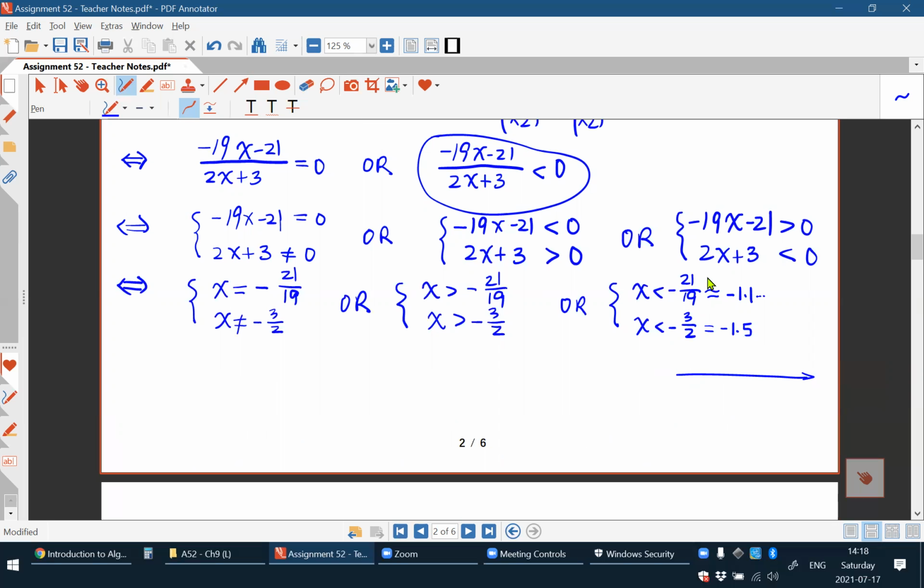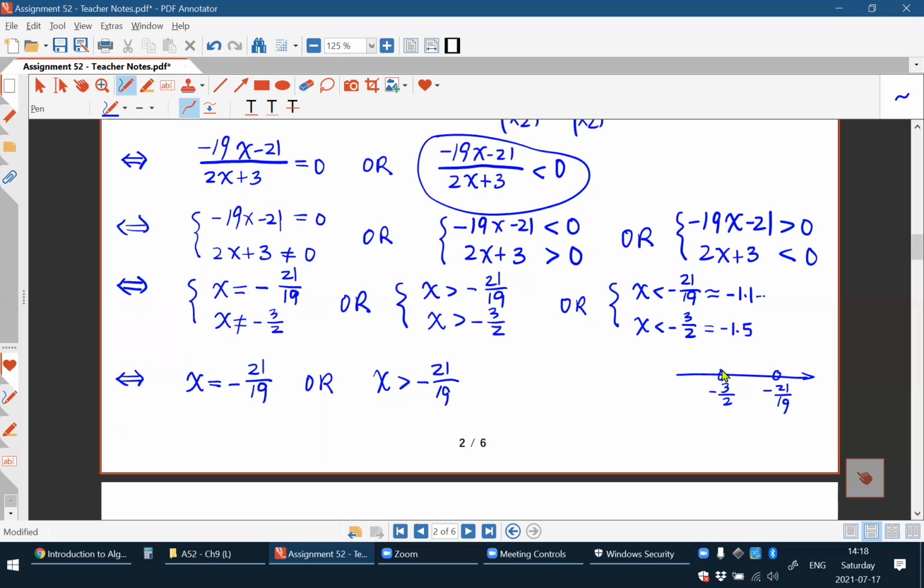Of course, minus 21 over 19 is larger, right? So if minus 21 over 19 is here, minus 3 over 2 must be on the left. Okay, so now let's write the final solution. First, x can be exactly minus 21 over 19, right? Or second case, x should be greater than both of the two numbers. This can be combined to x is larger than the larger number, right? Which is minus 21 over 19.